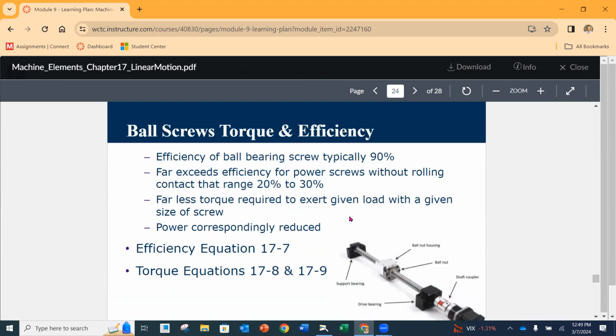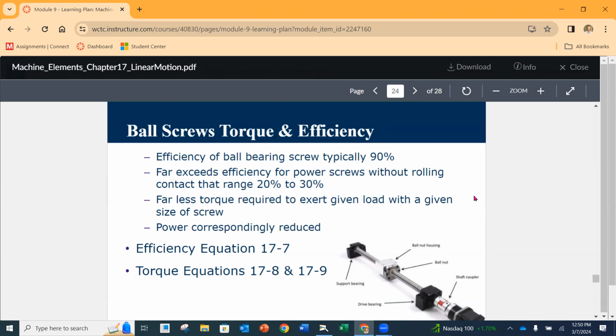The next one is going to be torque and efficiency. So the efficiencies out of a ball screw, as you can see here, are about 90%. That's a big deal. Compared to those lead screws being between 20, 30% at the most. So you don't need as much torque to exert on a given load.